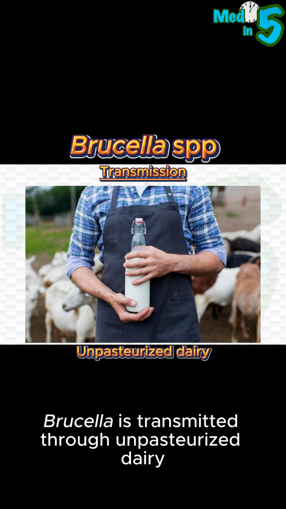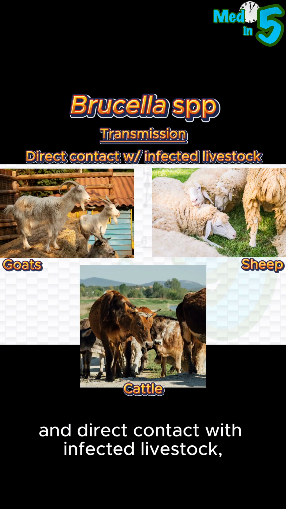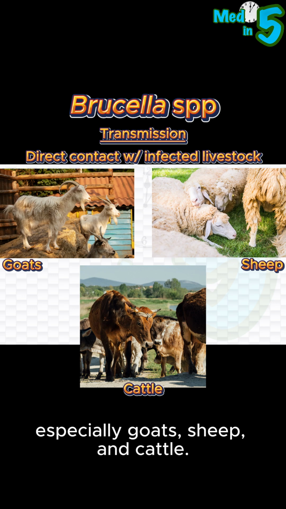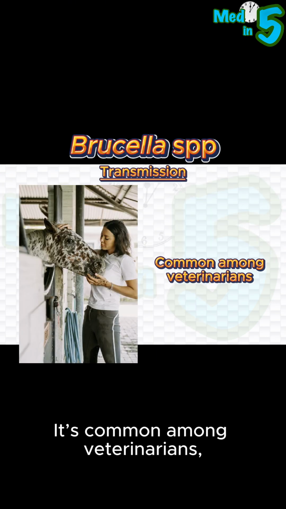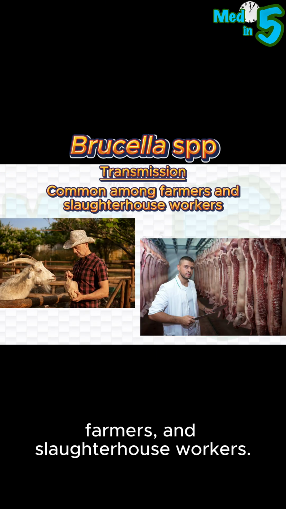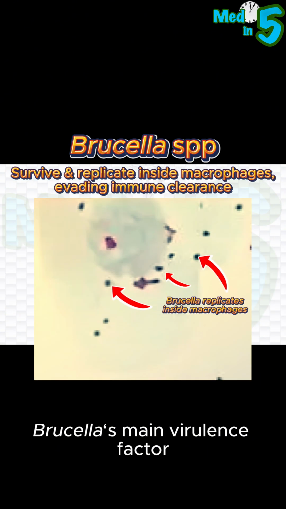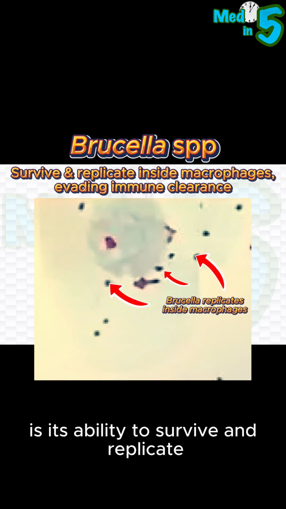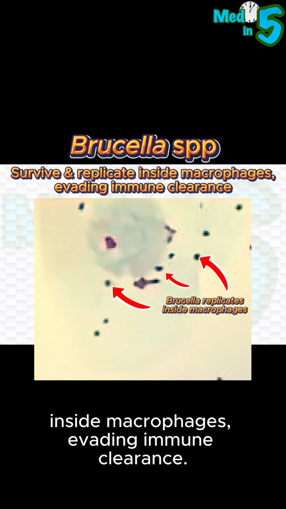Brucella is transmitted through unpasteurized dairy and direct contact with infected livestock, especially goats, sheep, and cattle. It's common among veterinarians, farmers, and slaughterhouse workers. Brucella's main virulence factor is its ability to survive and replicate inside macrophages, evading immune clearance.